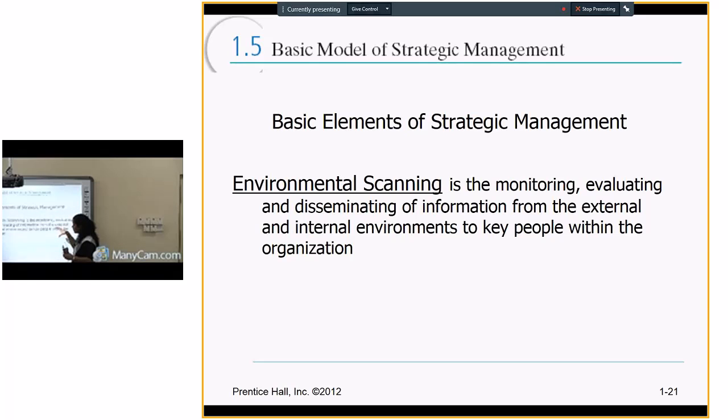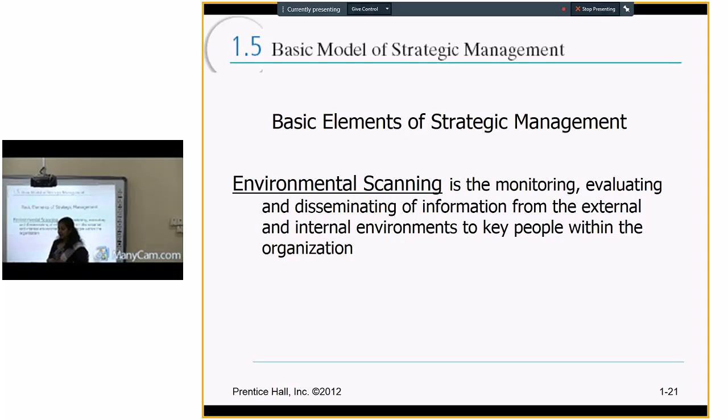We have to do what? We have to monitor the environment, both internal as well as external. Then we have to evaluate them and then communicate such information about the external as well as the internal environment aspects to the personnel who are going to implement this, getting the consent from them.